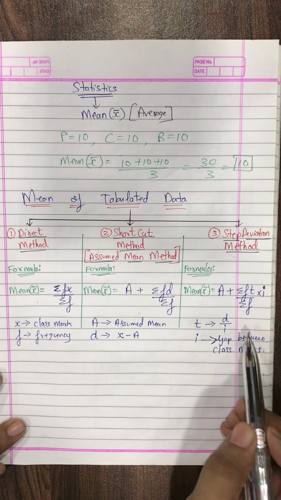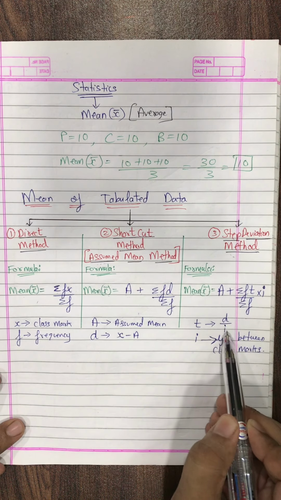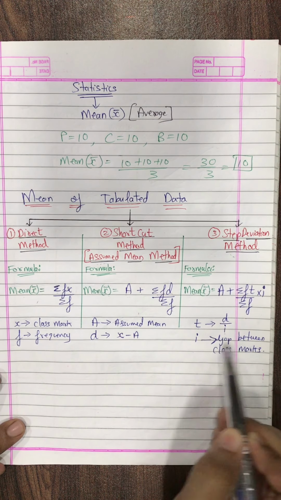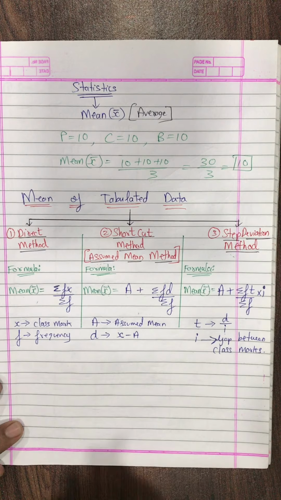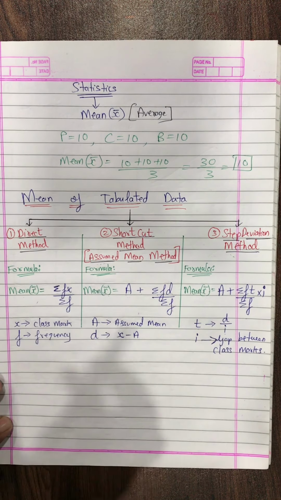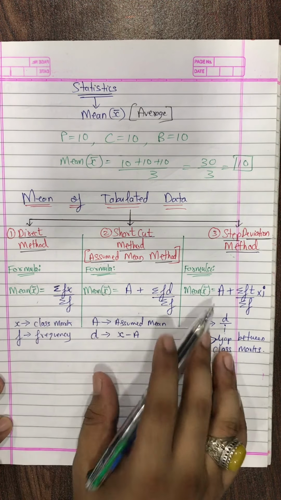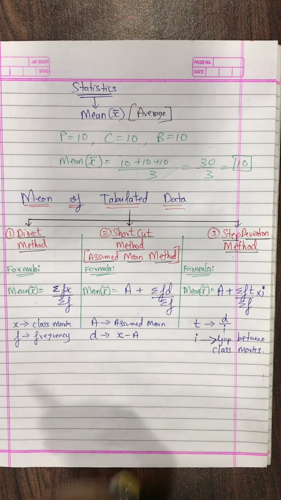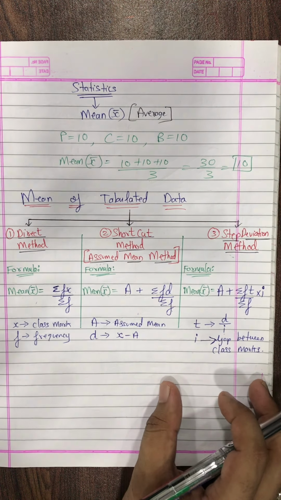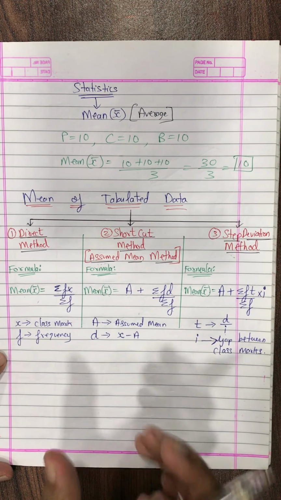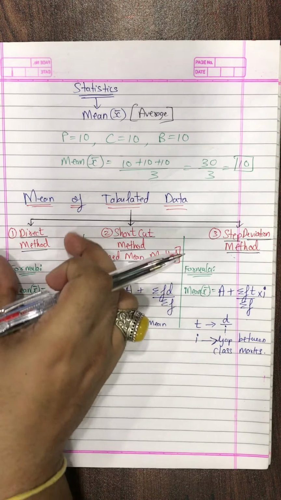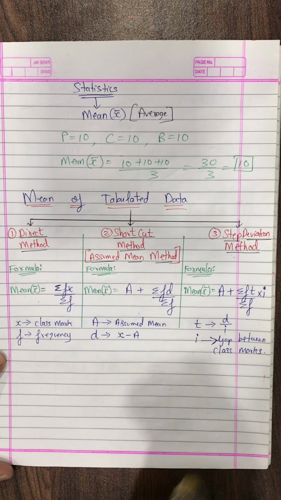Okay, and here t means d upon I. And I is what? The gap between the class marks. Okay, so with this consideration, you have memorized the formulas. Now let's move ahead. I want to teach you all the format, how to draw the table. We have to draw the table. Okay, step by step we'll do.